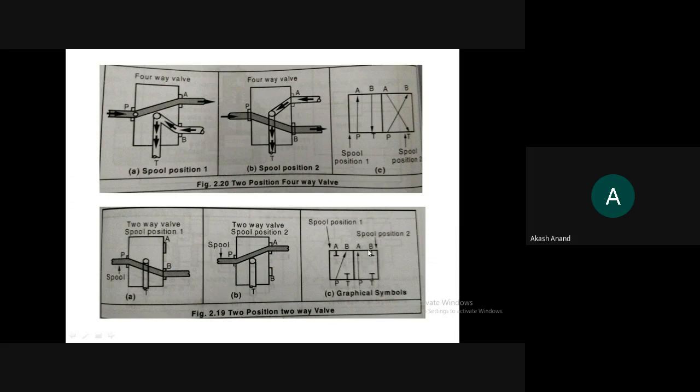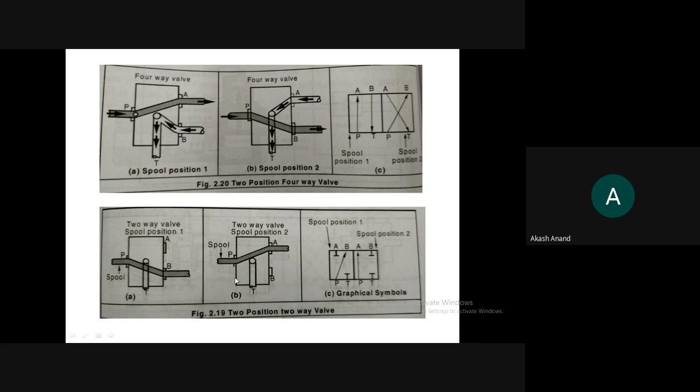So with the help of the graphical diagram, you can see here P, T, A and B as represented above. It is written at the same position, but only one thing. At the left side, you can see it is connected from P to B. You can see the arrow mark is from P to B. And in case of the other two ports, they are not connected. Hence, it is represented with the help of this symbol. Okay. It is not connected. It is closed. This means it is closed. So this is how a two position two way valve is represented graphically.